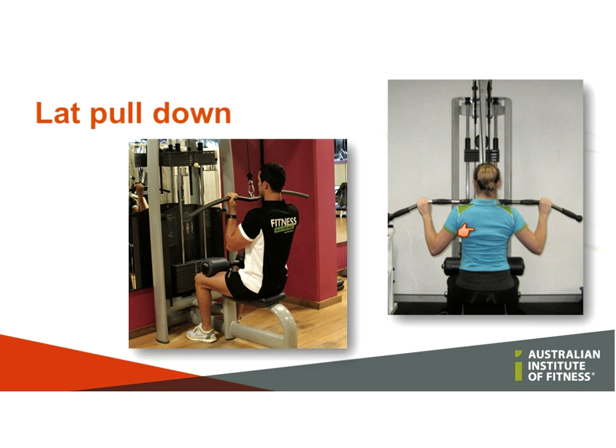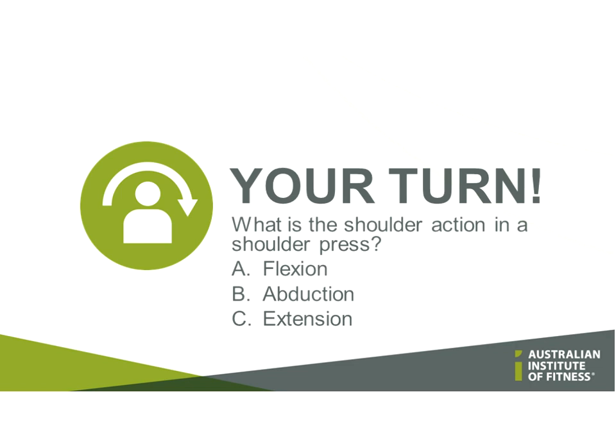Okay, are you still with me? Good. Take a breath and let's see if you can answer the final your turn in this session correctly. Can you tell me, what is the shoulder action in a shoulder press? Is it A, flexion, B, abduction, or C, extension? Here's a hint. The action is performed in the coronal or frontal plane.